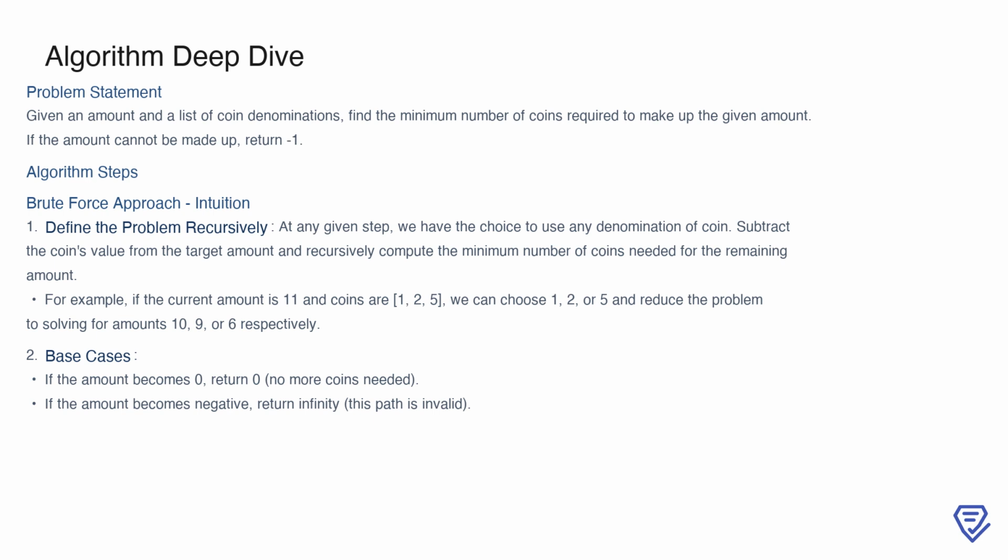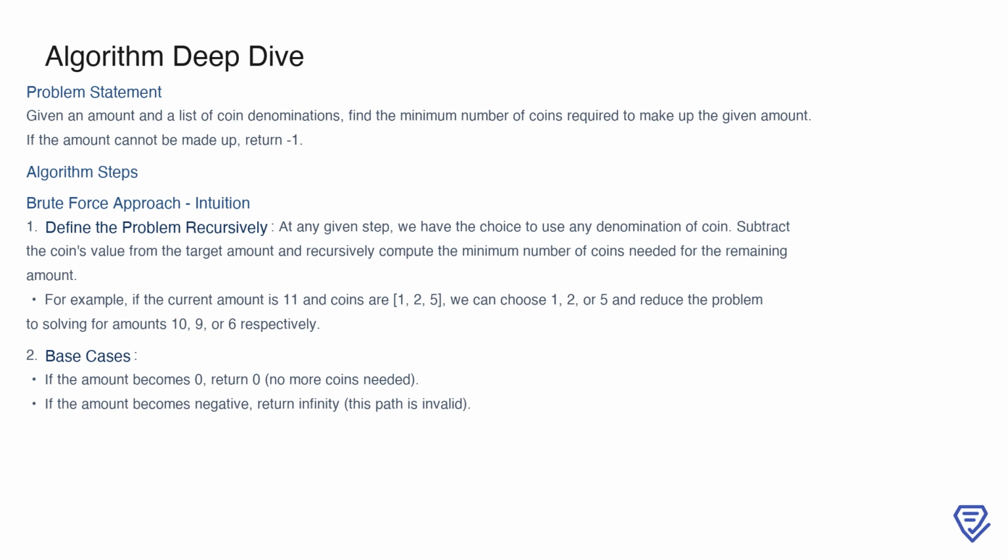In this problem, we're tasked with finding the minimum number of coins required to make up a given amount, using the provided coin denominations. If it's not possible to form the amount, we return -1. To tackle this, let's start by breaking the problem into smaller steps.